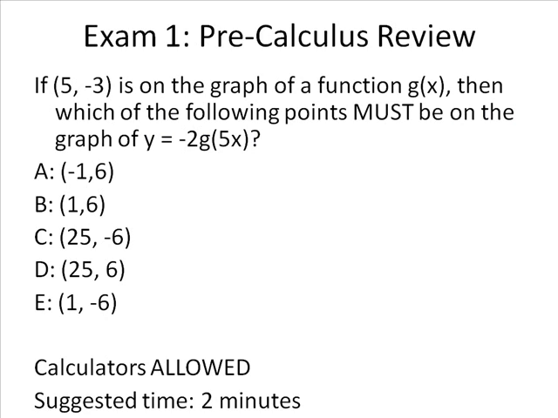Second question from my pre-calculus review. Again, what people were picking here kind of surprised me. If we have a function g of x, and we know that the point (5, -3) is on the graph of this function, which of these points must be on the graph of the function y equals negative 2 g of 5x? We have the points (-1, 6), (1, 6), (25, -6), (25, 6), or (1, -6). Again, this was part of the first exam, so calculators were allowed, and ideally students would finish this problem within 2 minutes.